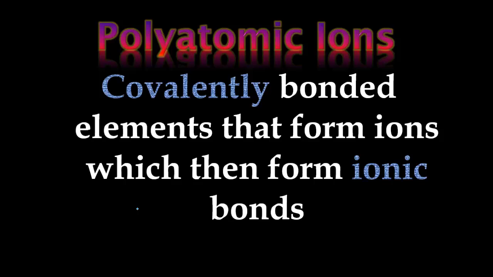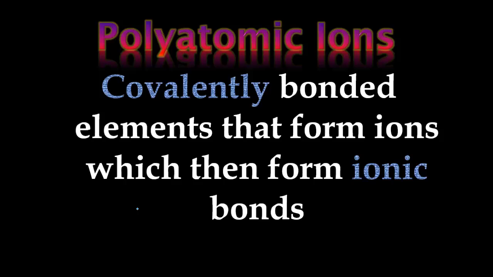Well, what we find in ionic bonding is that sometimes we have a molecule that actually has a charge. And these are called polyatomic ions. So these are covalently bonded elements that form ions, which then form the ionic bond. So covalent means that they're sharing electrons. So we've got a covalent molecule that these are all going to come together, and they kind of act as that positive or negative element.